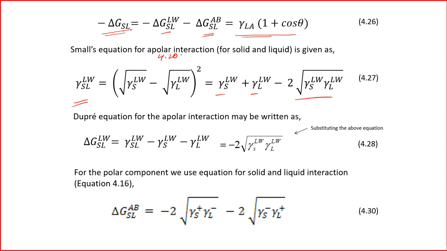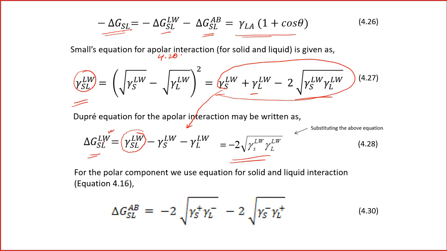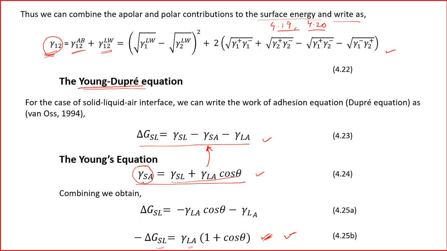Square of this minus 2 times this. So Dupre's equation for the apolar interaction may be written as this one. So this is apolar. We bring this whole thing here, and finally we get this one, delta G SL for the apolar part. For the polar component, we use the equation for solid and liquid interaction, which is equation number 4.16. We have already seen equation number 4.16.